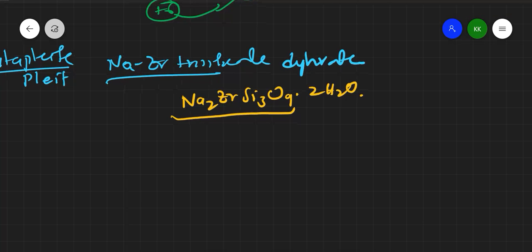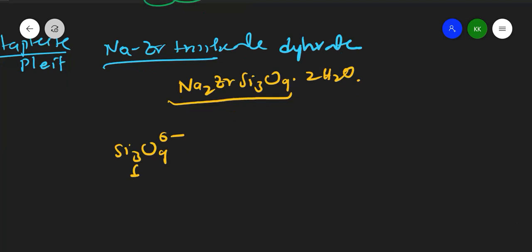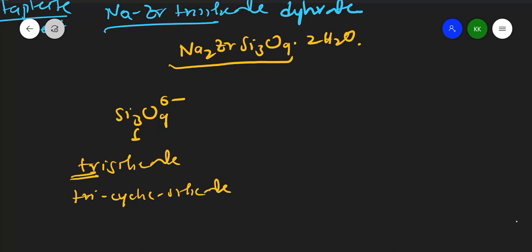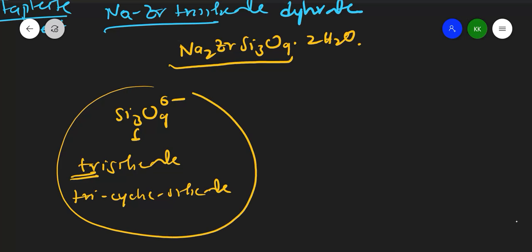One more thing I forgot to tell. If Si3O9 6 minus is there, then we call it trisilicate, or you can call it cyclic silicate also, because it will form a cyclic structure, right? A ring-like structure it will form. Since tri means 3, 3 silicons are there, so we call it tri.